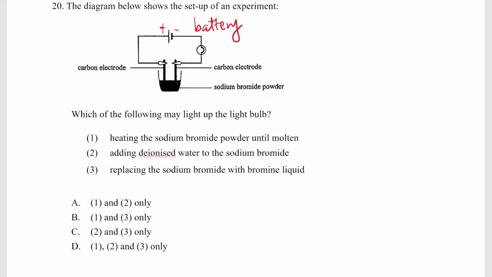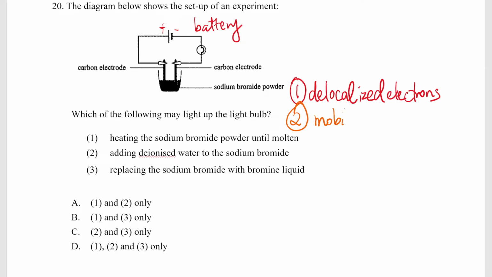Let's look at option 1. Heating the sodium bromide powder until molten would light up the light bulb. In other words, they're basically asking you whether it could conduct electricity or not. Okay, so we've learned of two different ways that could conduct electricity. First off is the presence of delocalized electrons, and second is the presence of mobile ions. So here we just need to check whether any of these two criteria are met or not.